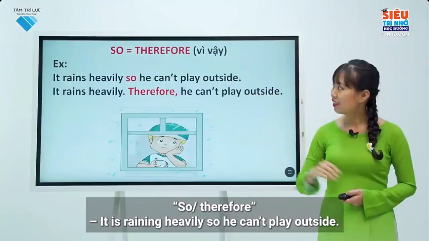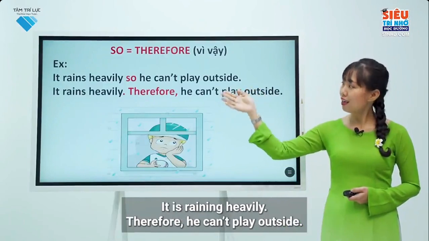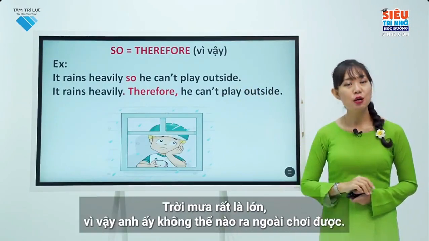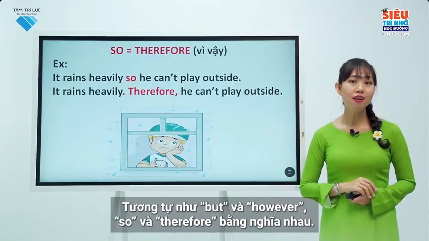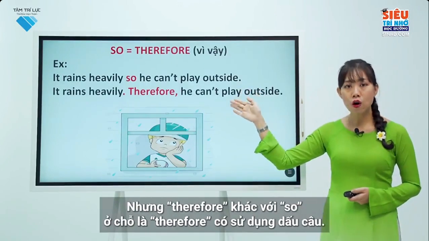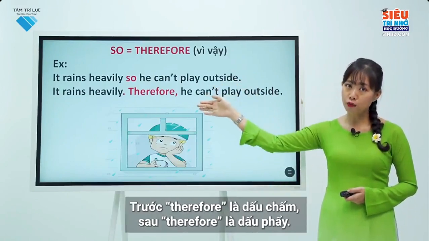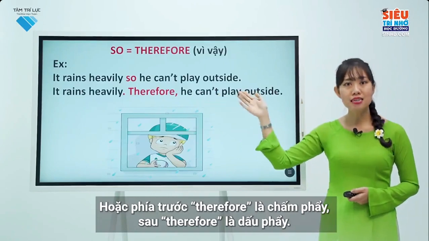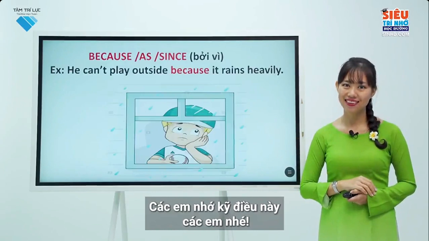So or therefore: it is raining heavily, so he can't play outside. It is raining heavily, therefore, he can't play outside. It is similar to but and however: so and therefore also have the same meaning, but therefore is distinguished from so by using punctuation. In front of therefore is a period, after it is a comma, or a semicolon stands in front of therefore, after it is a comma. Please remember these points carefully.